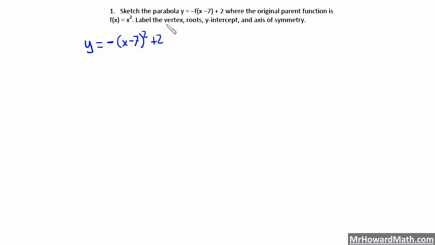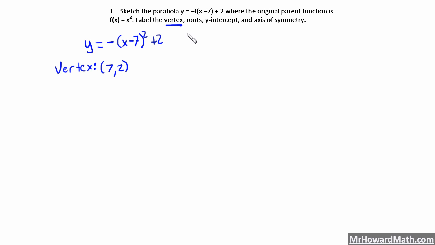So it says label the vertex. This is vertex form, remember, when you have a quantity squared and then a number out here. Your x coordinate of your vertex is the opposite sign of this right here, so it's going to be positive 7, and it's going to be the same sign as this for your y coordinate, so it's going to be positive 2. So your vertex is (7, 2), which comes directly from the vertex form.